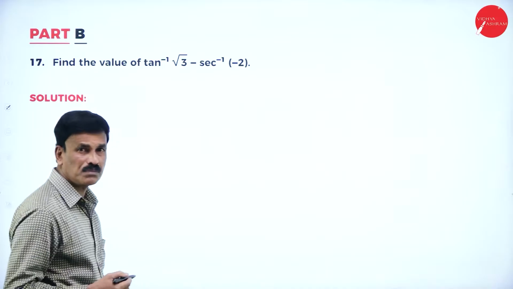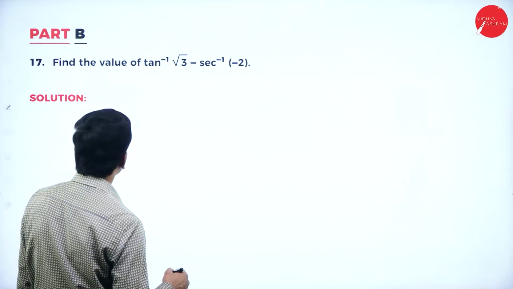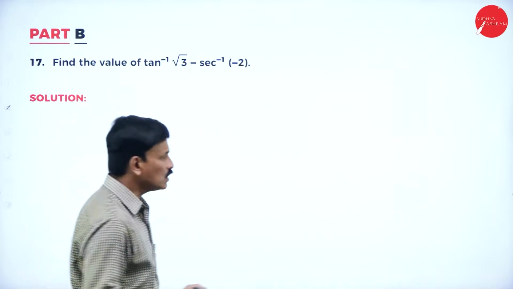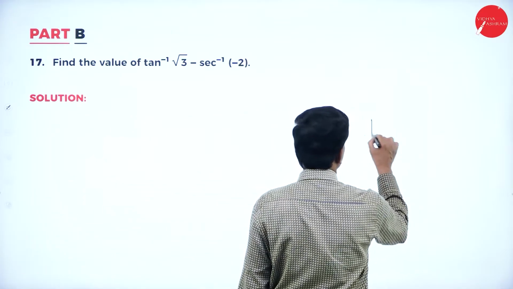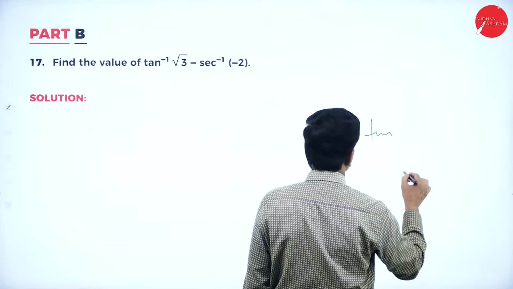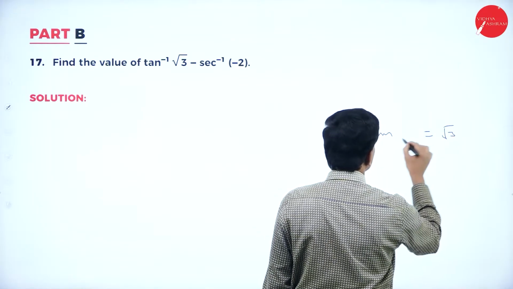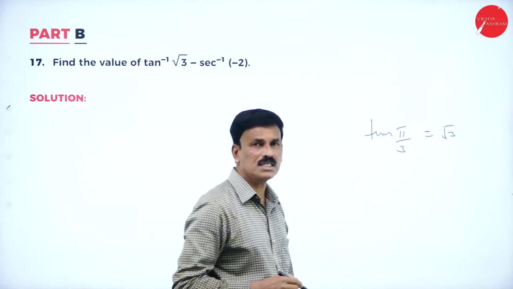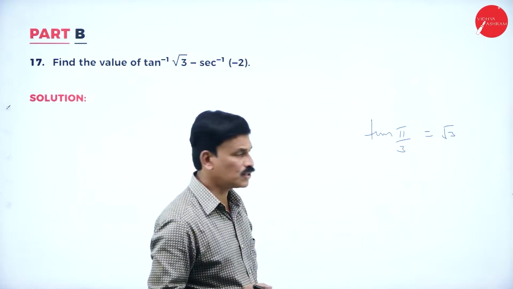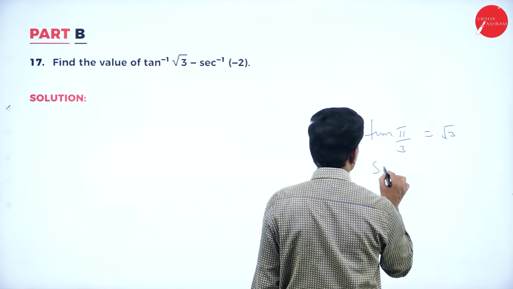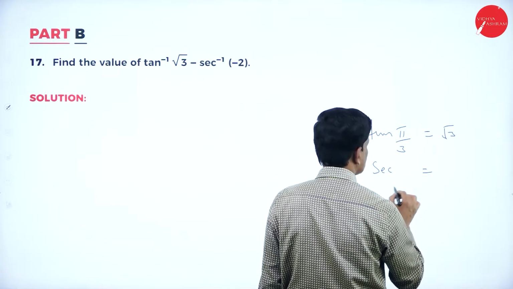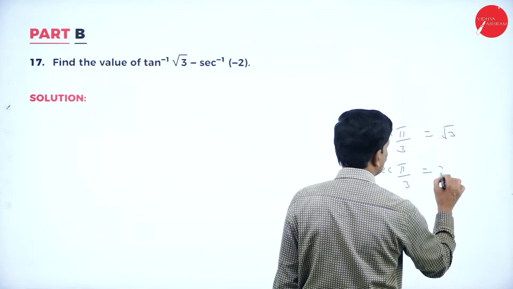These are all very important problems. Find the value of tan inverse root 3 minus secant inverse 2. Now let us first write down the value of tan 60 degrees. Tan 60 is nothing but pi by 3. Tan pi by 3 is equal to root 3, and you know the value of secant 60 degrees, secant pi by 3, is equal to 2.